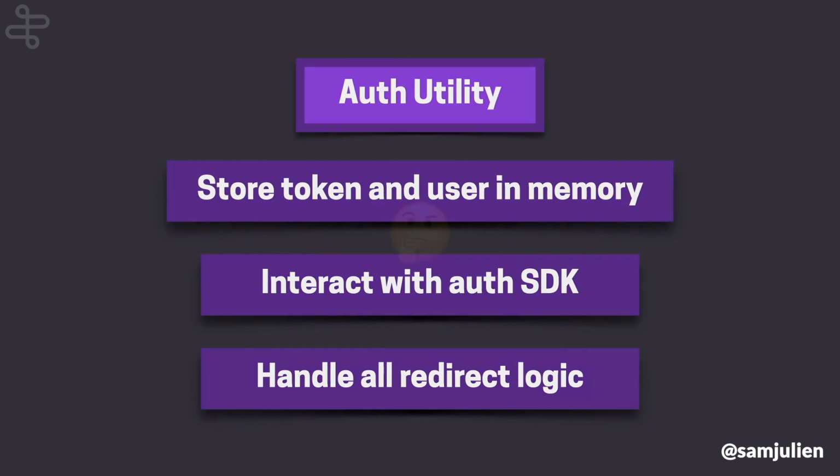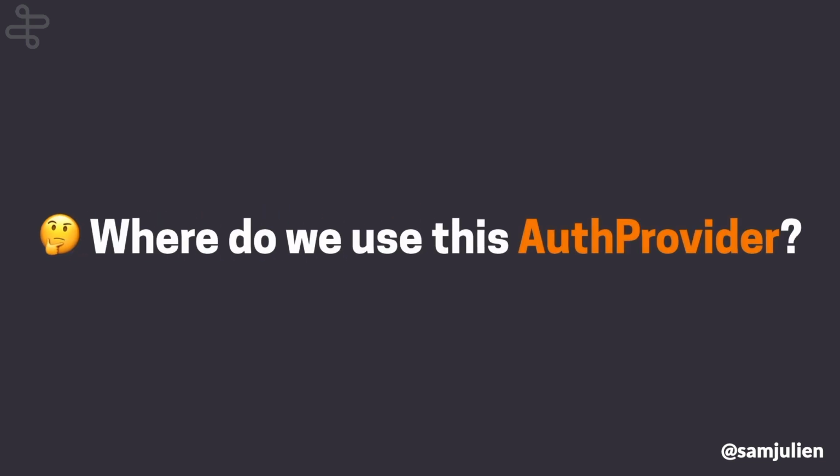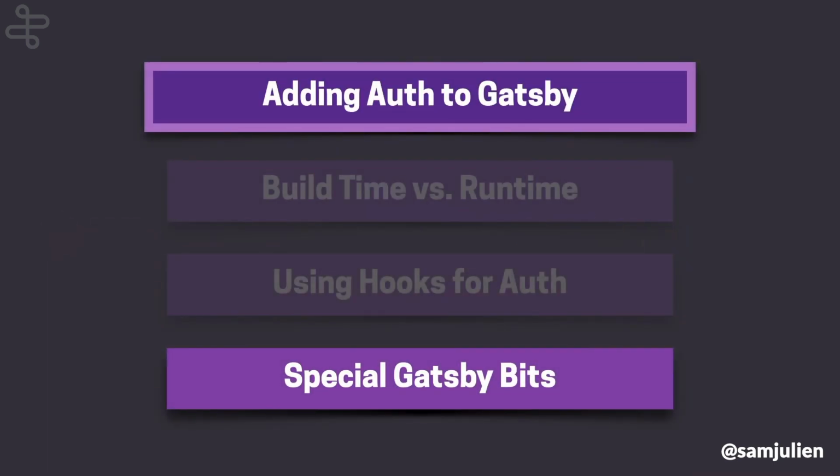and it handles all of the redirect logic. But we have a bit of a dilemma here. In a regular React app, we just wrap our app component with the provider. But where is the app component in Gatsby? There is a way to expose it, but is that really what we want to do? So this brings us to the first of 3 special Gatsby bits when it comes to auth.